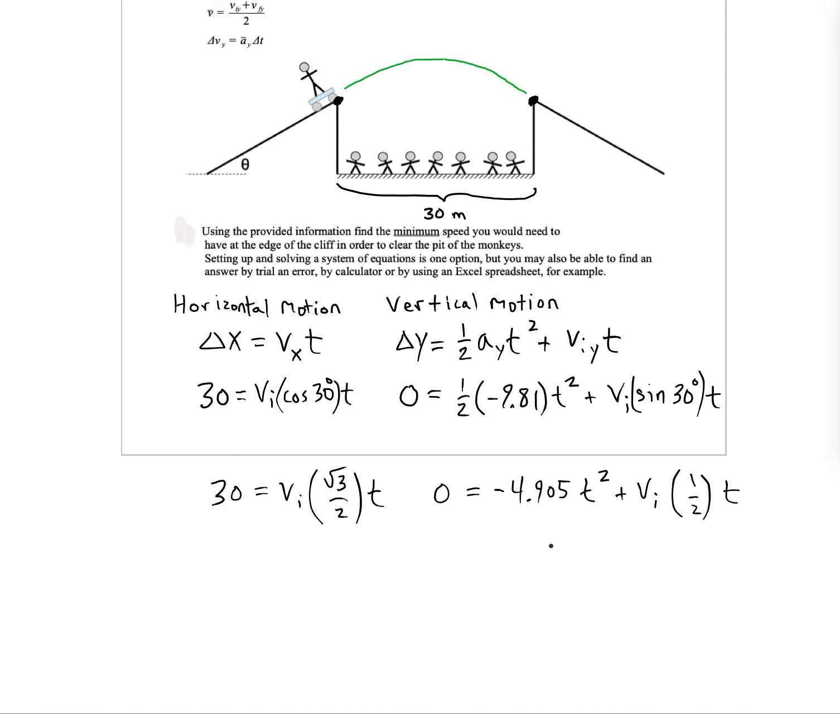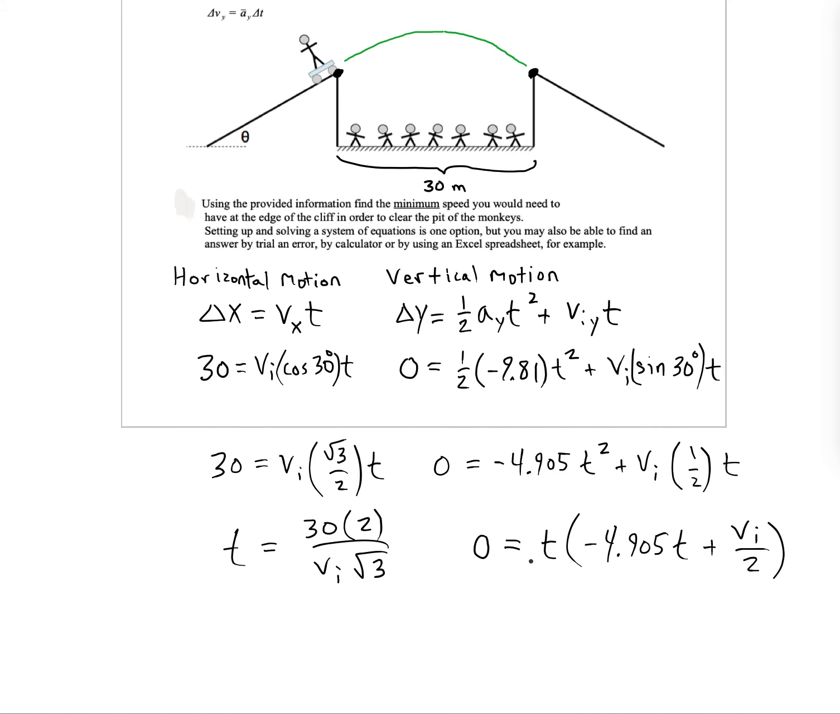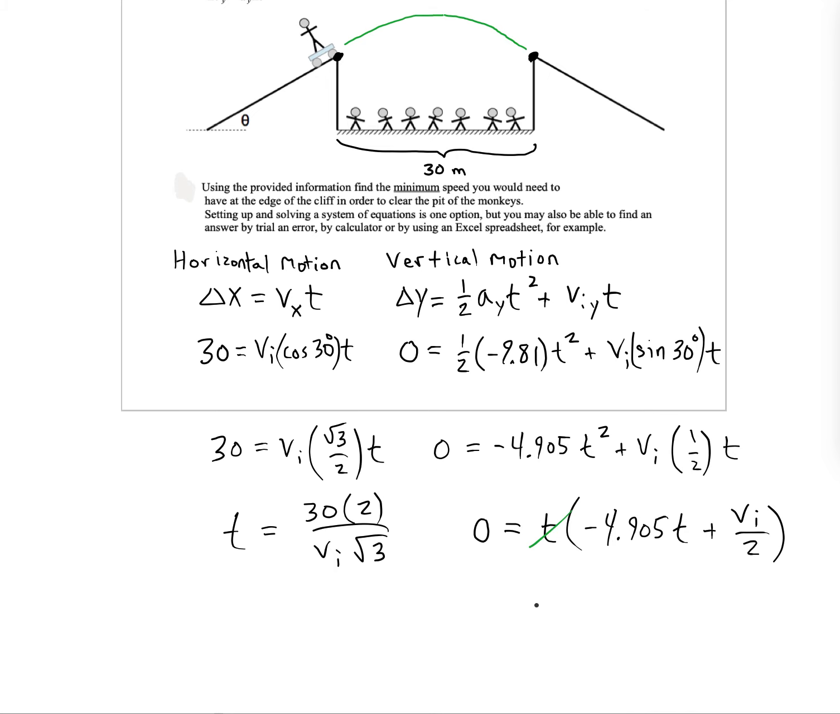Alright, since I want Vi ultimately, I'm going to solve both equations for t. That'll allow me to eliminate the t variable. It's a technique I use all the time. This t here can go away. It's going to just divide into the 0. So we'll get this.